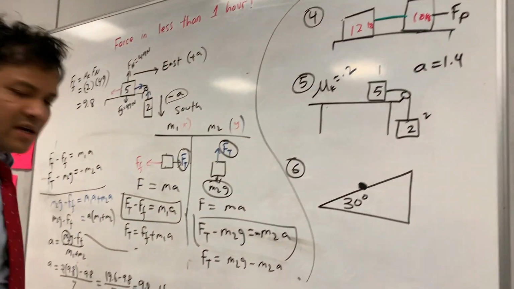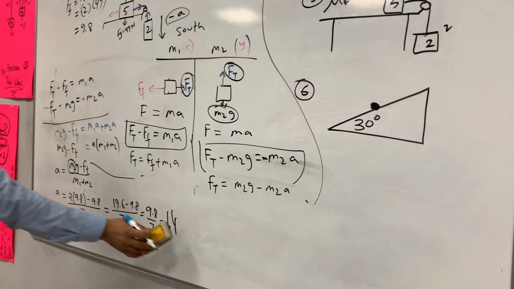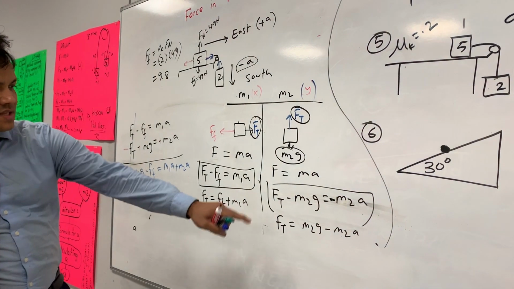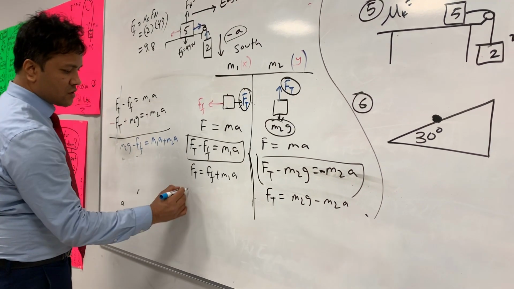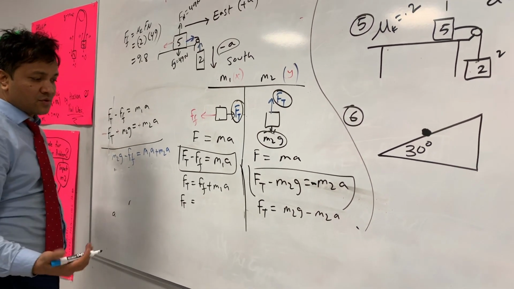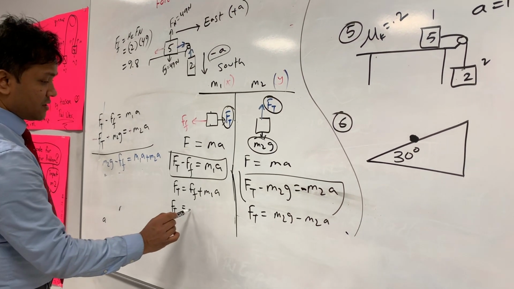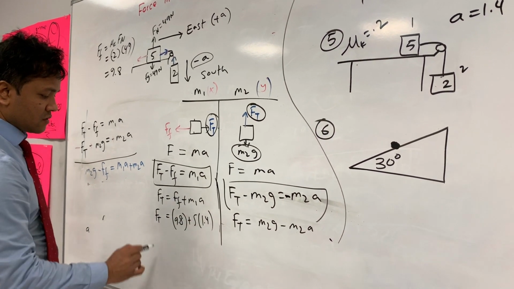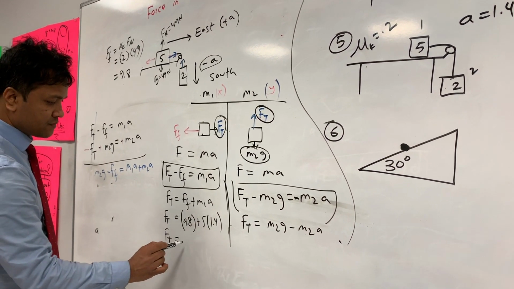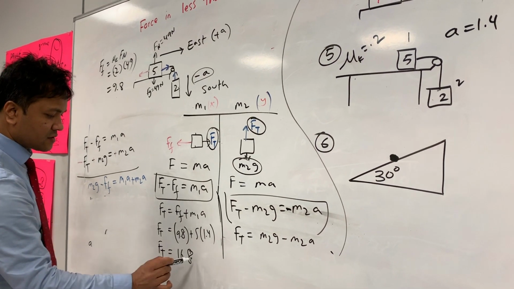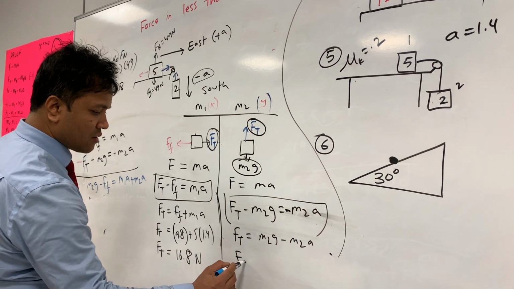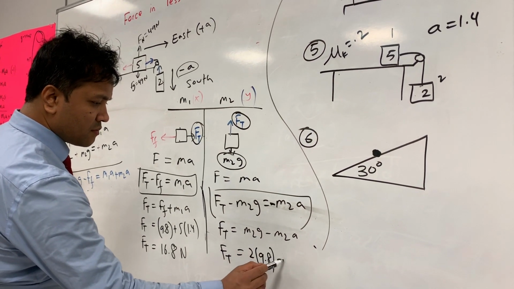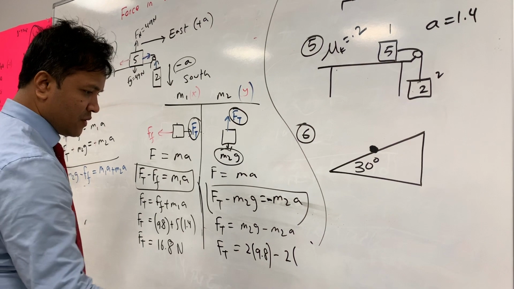Now we're going to see how much the tension force is. We have two formulas to calculate the tension force, this one and that one, so we're going to check both. Both of them have to be the same. So Ft is equal to Ff, which is 9.8, plus M1, which is 5, times 1.4. So Ft is how much? 16.8 Newton. So let's see whether it is close to 16.8 here. M2 is 2, times 9.8, minus M2, which is 2, times 1.4.